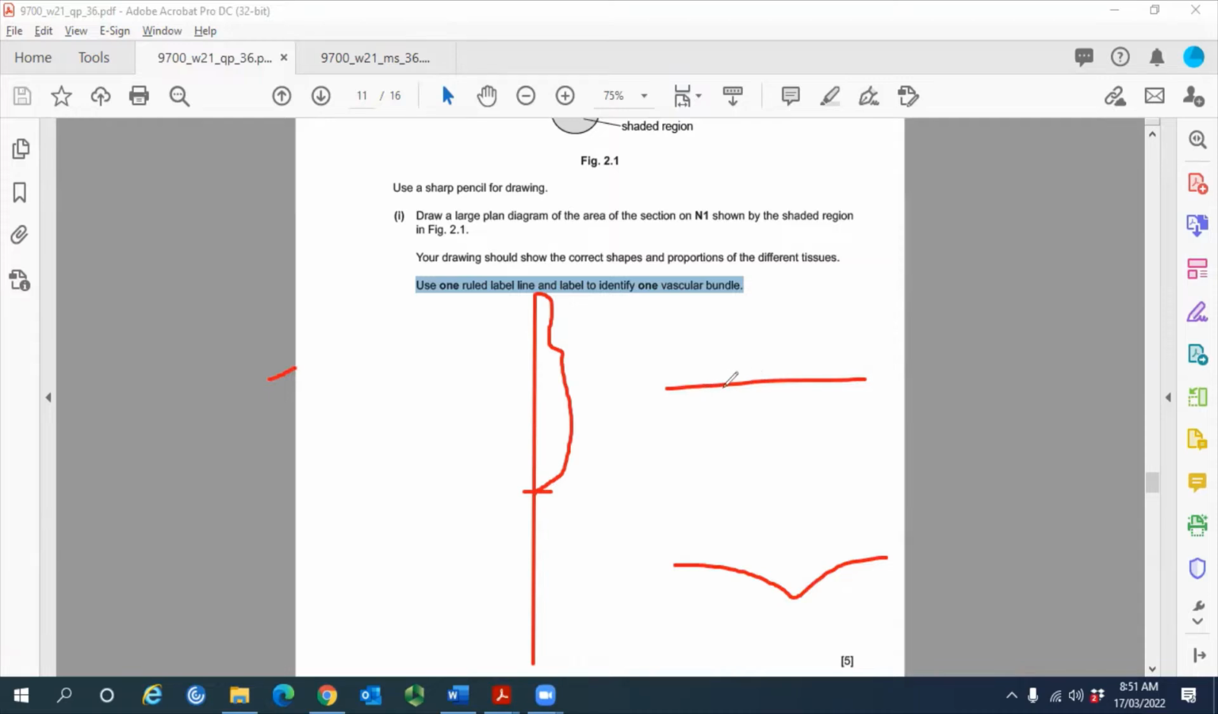Minimum size. Measure the widest region of your leaf here. Does it achieve the minimum size of the space given? So that's called minimum size. So try to draw big. Okay, so that's the first marking point.